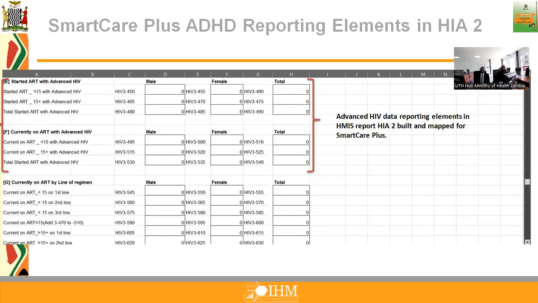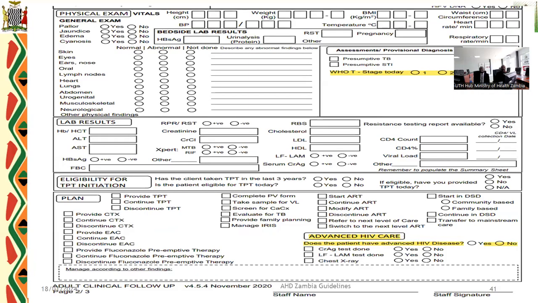And these are the reports that we are supposed to get. Next slide. So it's built in. And if you're using paper-based, this is where you can put the data elements. So if the patient has advanced HIV disease, yes, you need to put it. But if it's a no, even a no has to be reported each time the patient does these forms, the IHAP and the clinical follow-up forms are being used. Next slide.